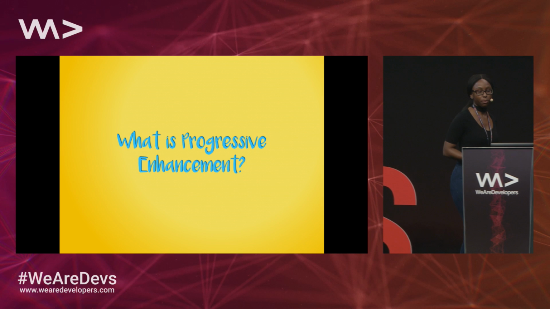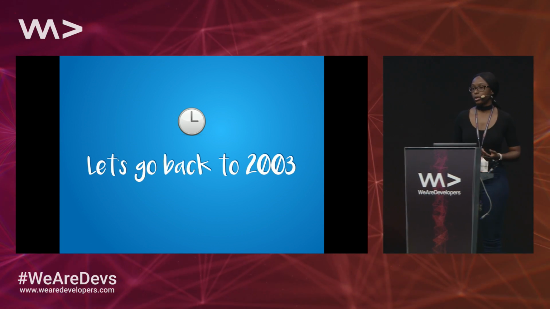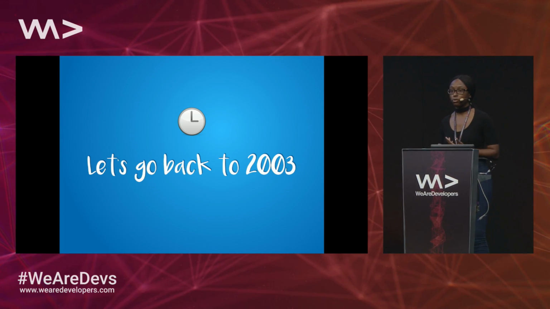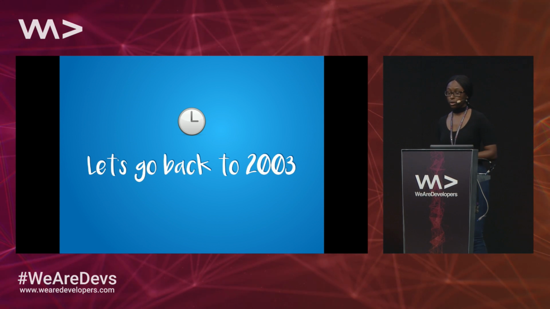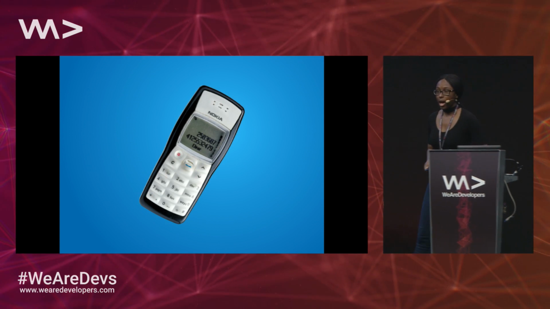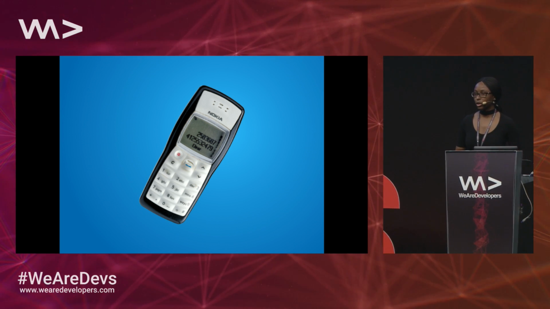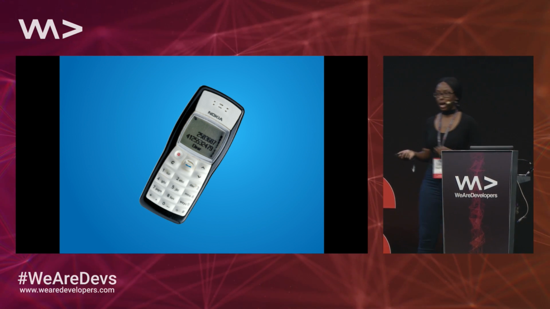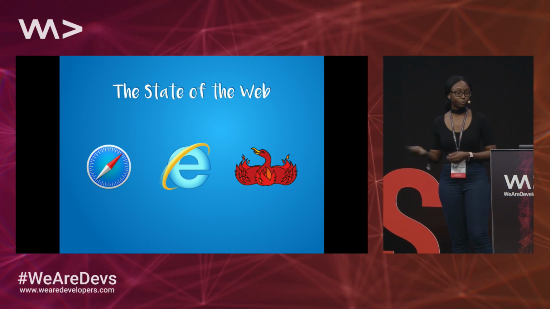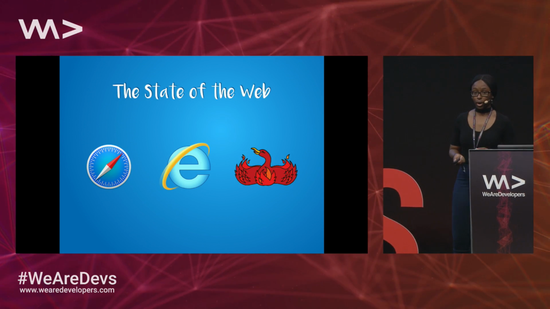And to get into that, I'm going to just go back to 2003, which is where the first concept of progressive enhancement was created. And this was actually the most popular phone at the time. It was the Nokia 1100, which is kind of a bit crazy how phones have completely changed. And this was the state of the web.